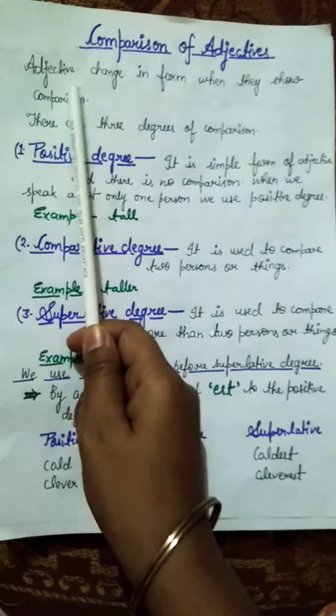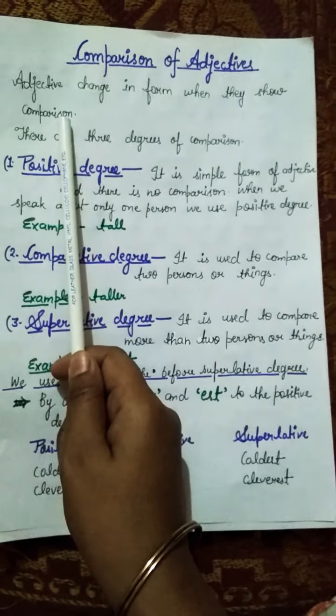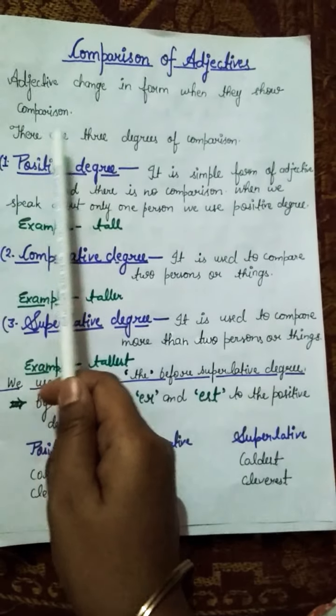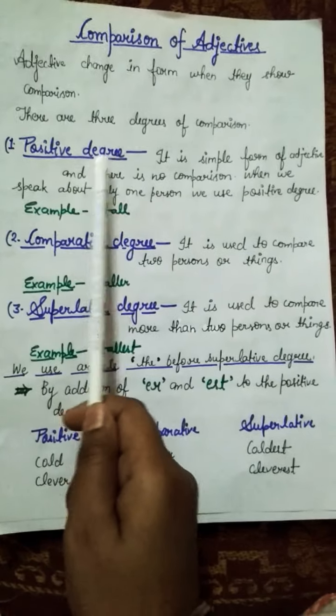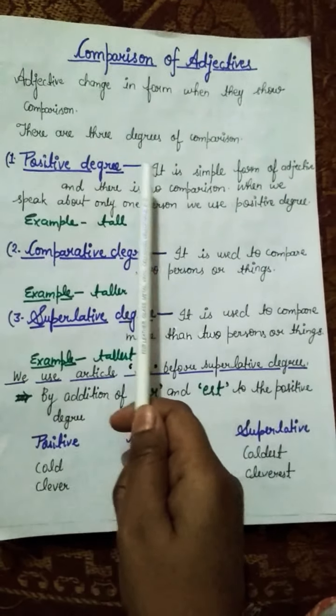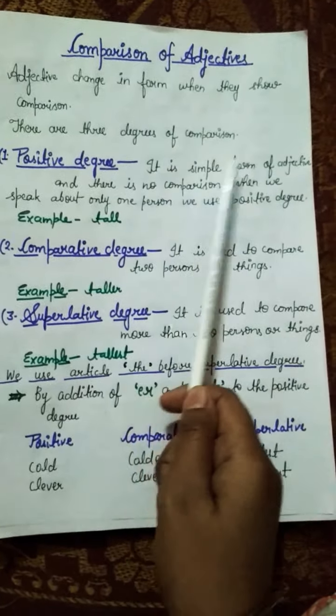It means adjectives change in form when they show comparison. So there are 3 degrees of comparison. First is positive degree. What is positive degree? It is the simple form of adjective and there is no comparison. Is that clear? When we speak about only one person, we use positive degree. Example, tall.